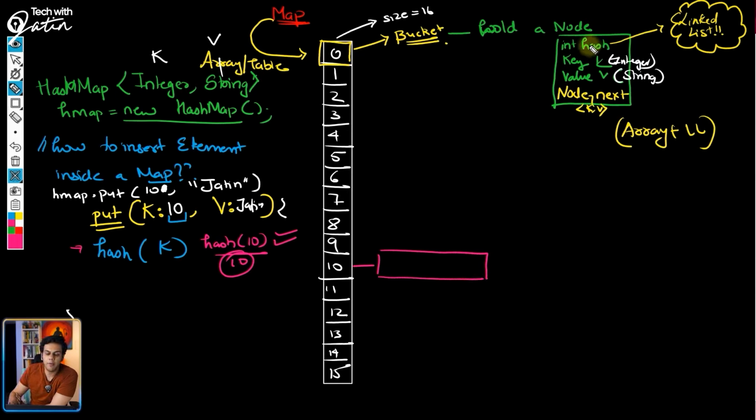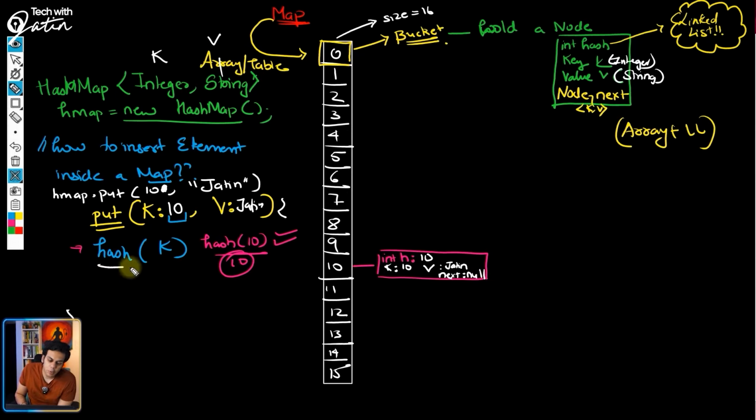And the node is going to have the hash, int hash h, the value of that is 10. Then key. What is the value of key? 10. What is the value? Jatin. And do we have a next node right now? The answer is no. So next right now will be null. Is this part clear to everyone?